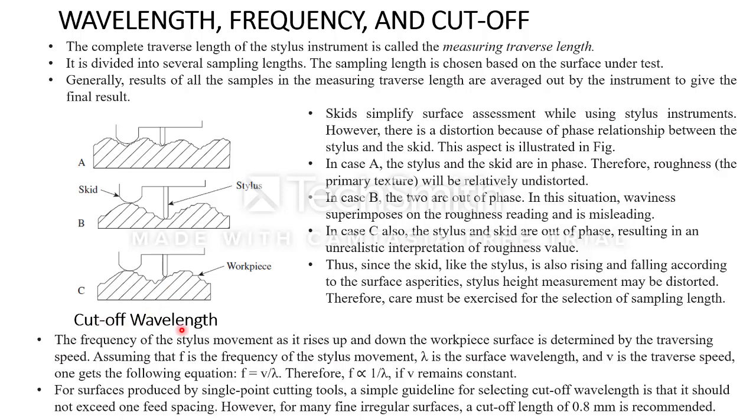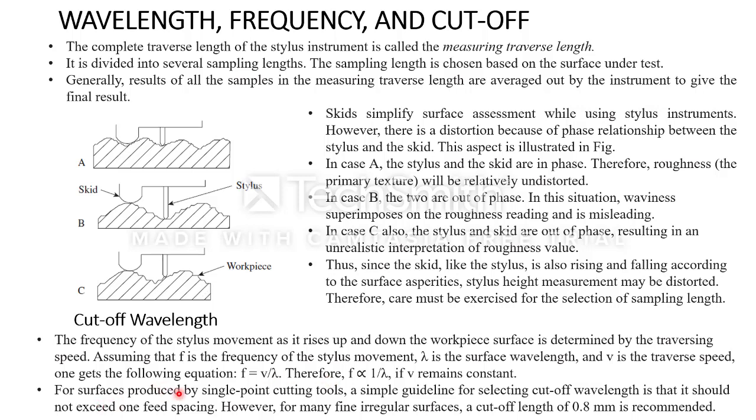Now, coming to the cutoff wavelength, the frequency of the stylus movement as it rises up and down the workpiece surface is determined by the traversing speed. What is meant by the traversing speed? The relative speed between the workpiece and the instrument is nothing but the traversing speed. If f is the frequency of the stylus movement, lambda is the surface wavelength and v is the traverse speed, then f equals v by lambda. If v remains constant, f is inversely proportional to lambda. So frequency is inversely proportional to the wavelength.